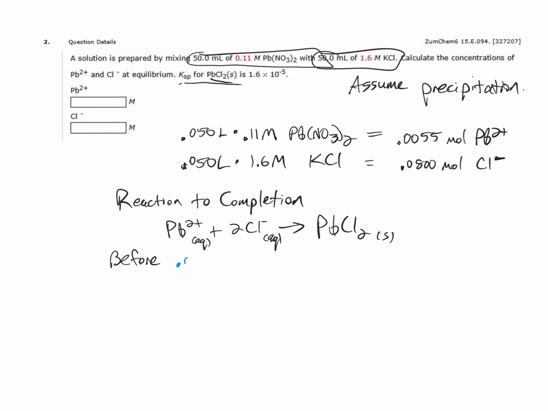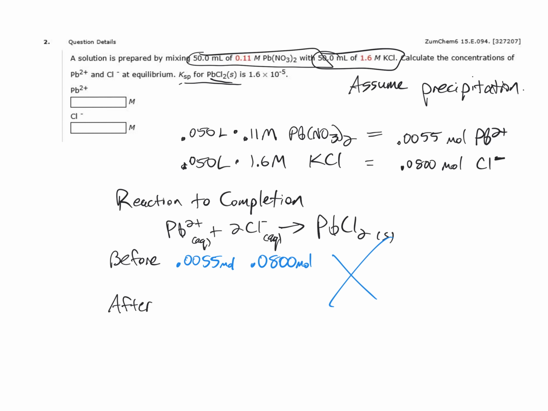Let's just write those down. For lead, it's 0.0055 in my case, moles. And for the chloride, 0.0800 moles. The solid drops out of all tables. We want to work our way down to an afterwards number of moles for each of the 2 ions. And just like any reaction to completion table, one of the reactants goes away completely. And it's going to be the one that has a smaller number of moles.